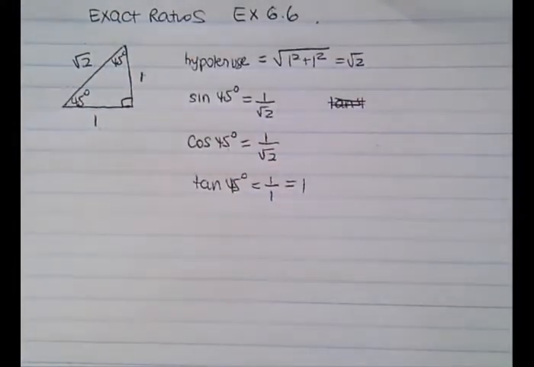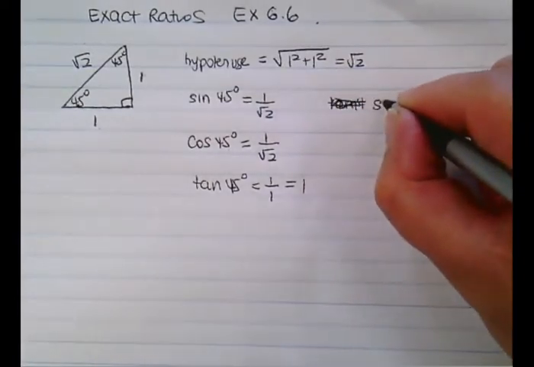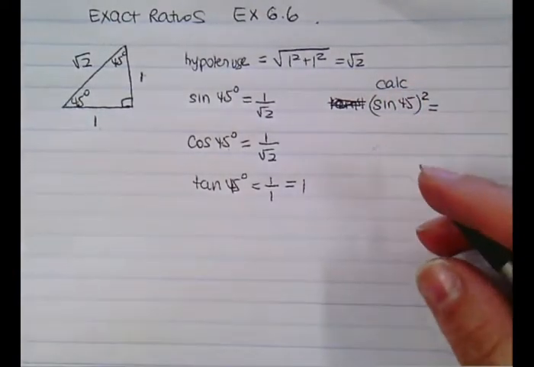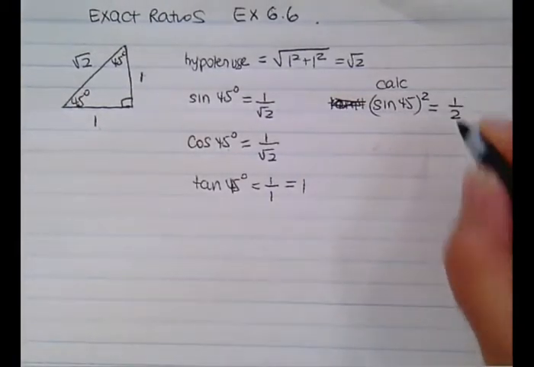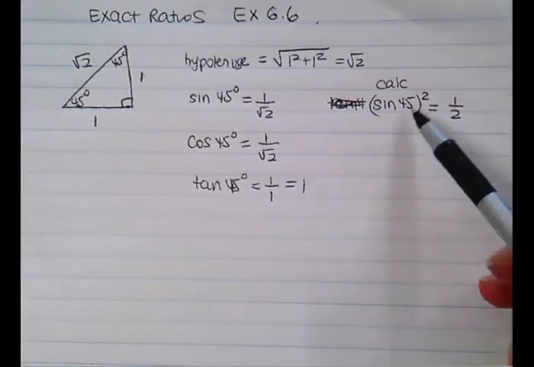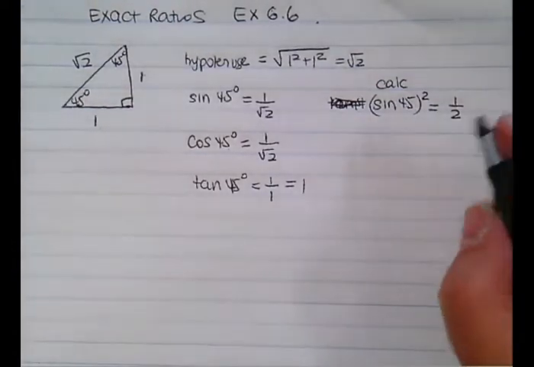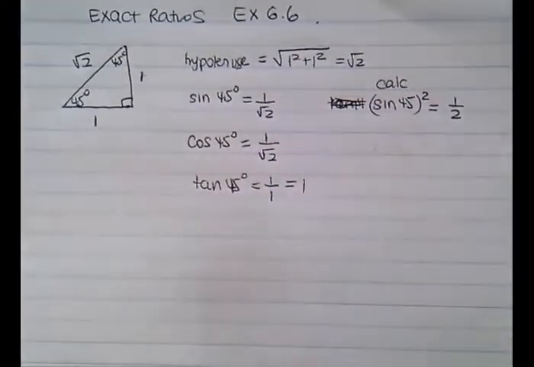Now the way that you can do these on your calculator, you may remember from last year, is if you can't remember the rule, you do sine of 45 squared. So you do sine 45, you press equals, and then you square it, and you get a half. So therefore, because you squared it, you need to go back and square root it in your head. And the square root of 1 is 1, and the square root of 2 is the square root of 2.